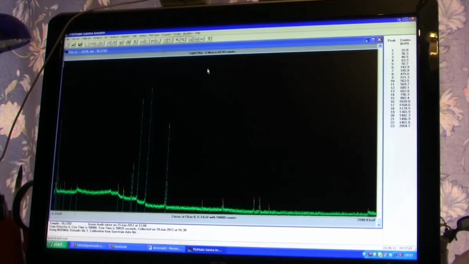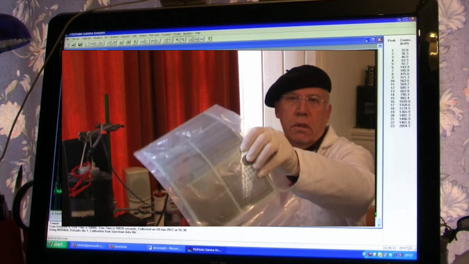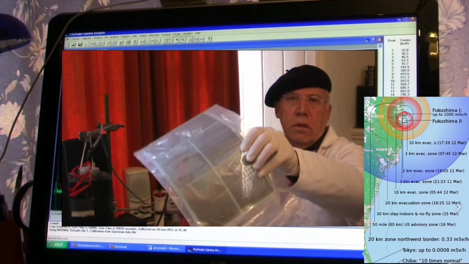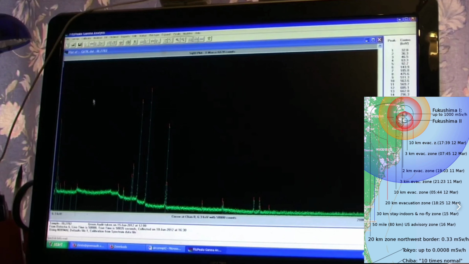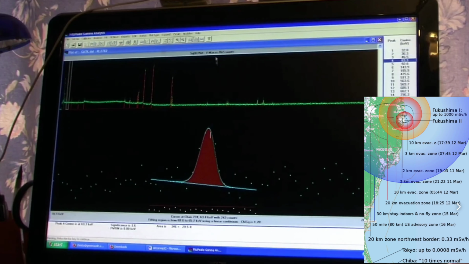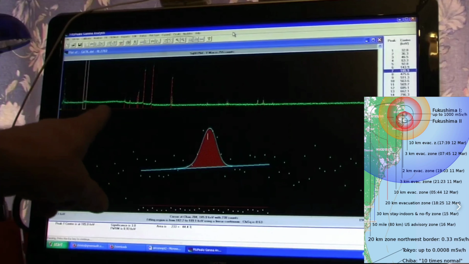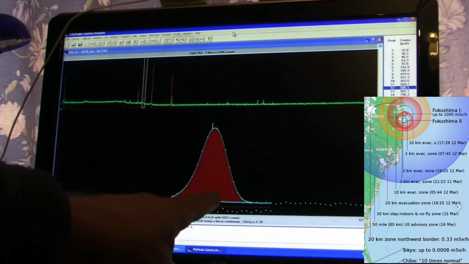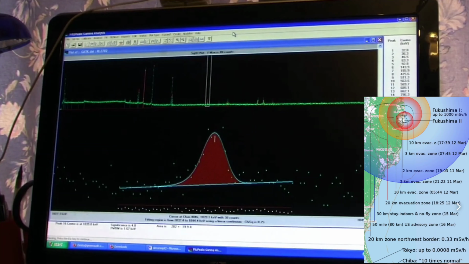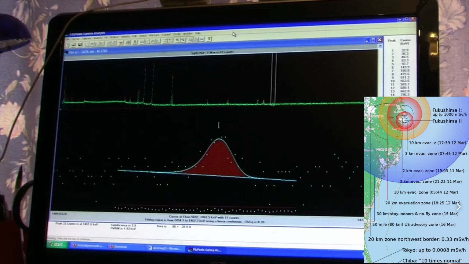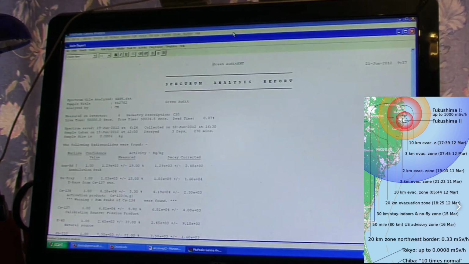Well, this is the gamma spectrum of the sample that we scraped from the filter, and we can now ask the program to analyze these peaks that you see, and I'll just do that. Ask for a full analysis, and you see that the program is running across the peaks here, and each one of these peaks comes out at a particular position in terms of its energy, and then we'll get an analysis. Now here's the spectrum analysis.